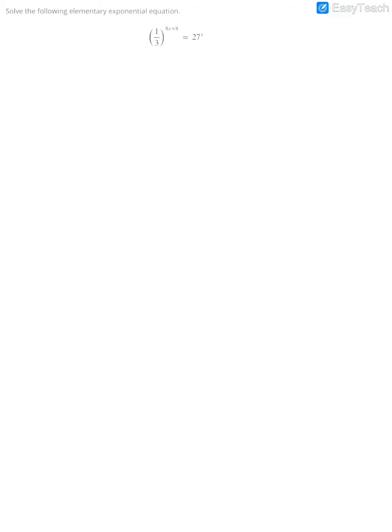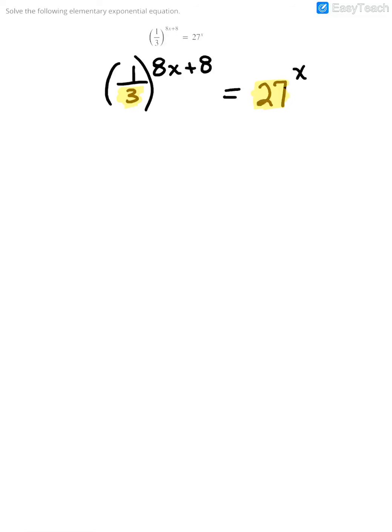Okay, so you will notice in this particular example of an exponential equation, we have a fraction. What we want to focus on with the fraction is we still want to focus on trying to find a common base. So, when I have the fraction 1/3, which is being raised to a power of 8x plus 8, I really want to just focus on the 3 part of that particular fraction. And I want to focus on the number 27. And so I'm trying to decide if 3 and 27 have a common base.